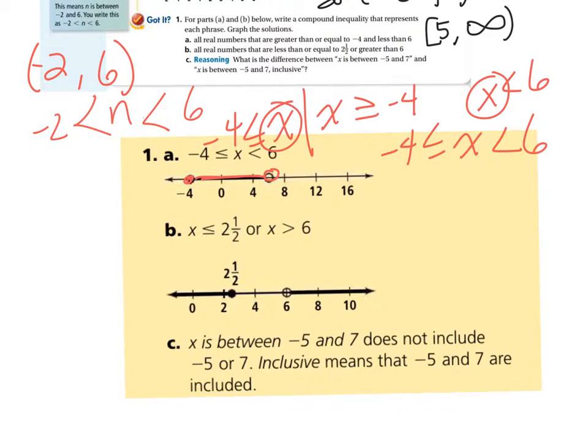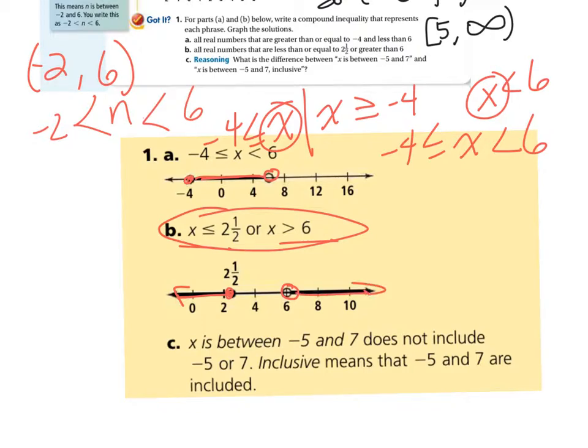B, it says all real numbers that are less than or equal to 2.5 or greater than 6. We know, obviously, that that's not going to have an overlap in it, right? So less than or equal to 2.5, greater than 6 leaves that gap in the middle here. So again, we're going to have to write it as an or statement for a compound inequality. So x less than or equal to 2.5 or x greater than 6. And the graph, again, filled in at 2.5 because of the equals part, heading to the left forever. And open at 6, heading to the right forever.